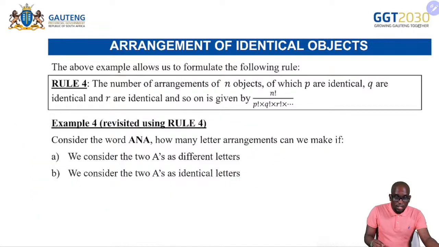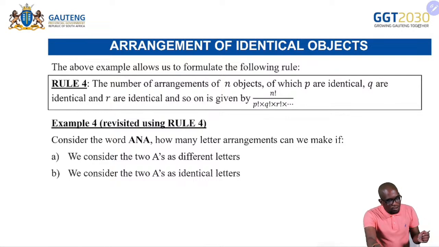Right, so that brings us to our rule that we can use to simplify problem solving here. The above example allows us to formulate the following rule. The number of arrangements of n objects of which p are identical and q identical and r identical is given by n factorial over p factorial times q factorial times r factorial and so on.